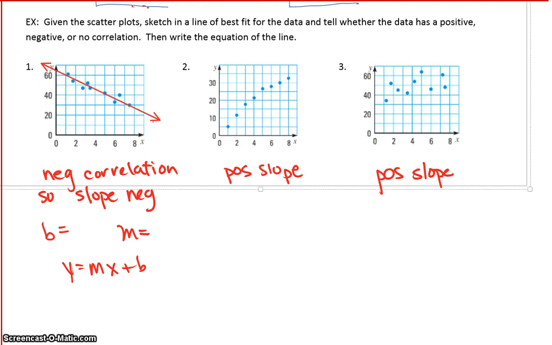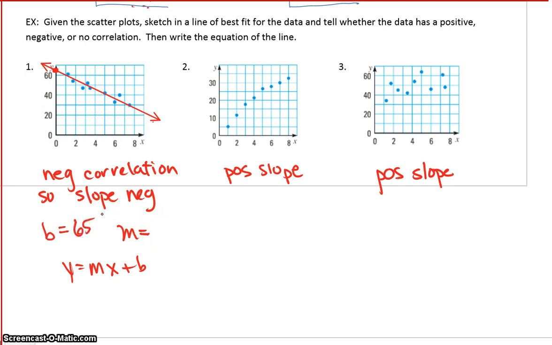Okay, so I drew a line in, and I tried to squeeze it right in the middle of that data, and it looks like my y-intercept is here. Now notice that we are counting every line as 10, so 10, 20, 30, 40, 50, 60, 70. So my y-intercept looks like it's about 65, so it's halfway between 60 and 70.